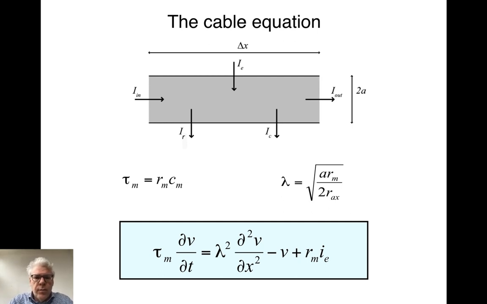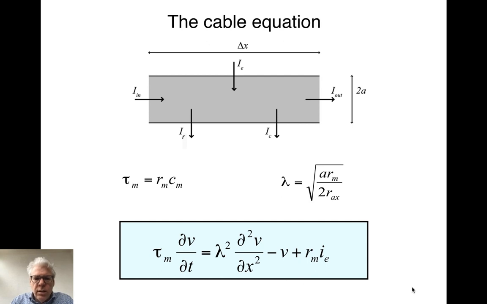Now, what exactly are these membrane time constant and length constant? Well, they are defined as such. The membrane time constant is the product of the membrane resistance and the membrane capacitance, and the length constant is defined as the square root of the ratio of the radius times the membrane resistance and the axial resistance. So this allows us to write the cable equation in this form.